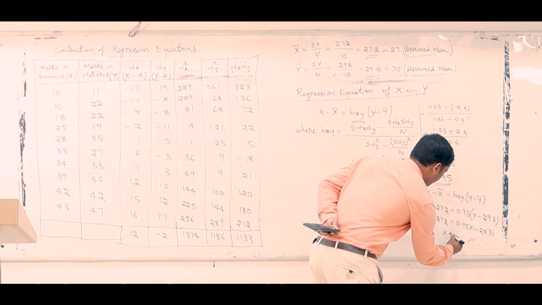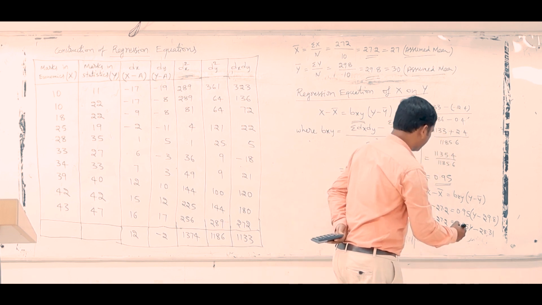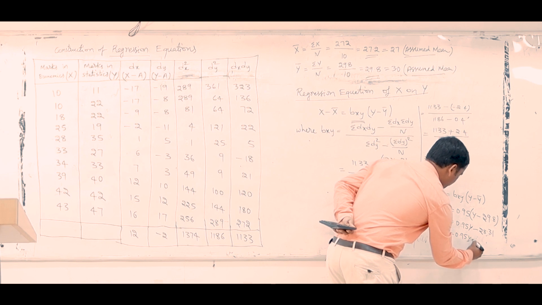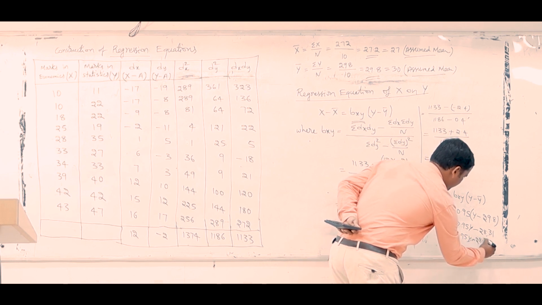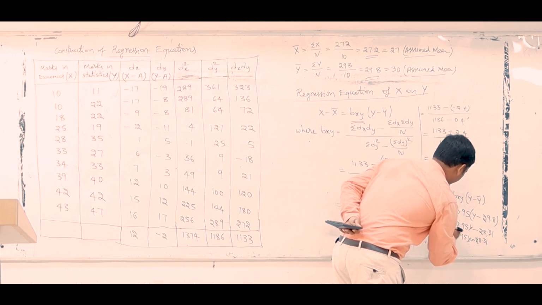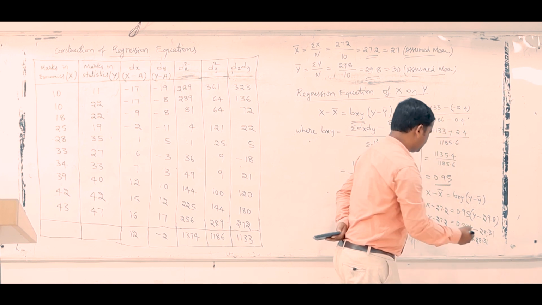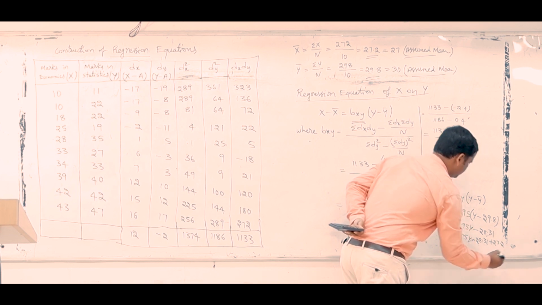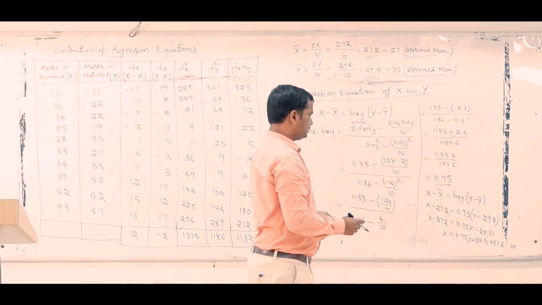Then x will be, x is equal to 0.95y minus 28.31. So here it is minus. If it is going to that side, it will become plus. So plus 27.2.